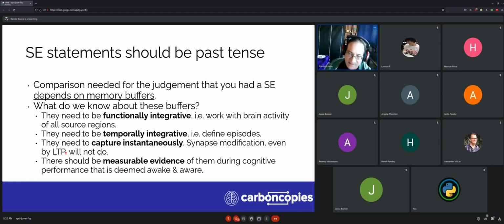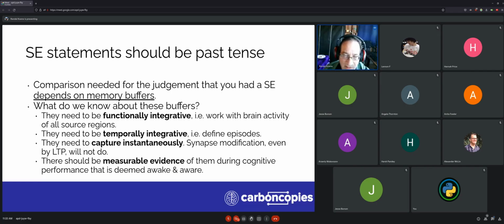They need to capture instantaneously. Synaptic modification won't do for this. Even LTP is too slow to make these buffers work. It needs to be on the level of seconds or less. Something happens and you store it right away. And I'll get to Alex's question in just a moment.